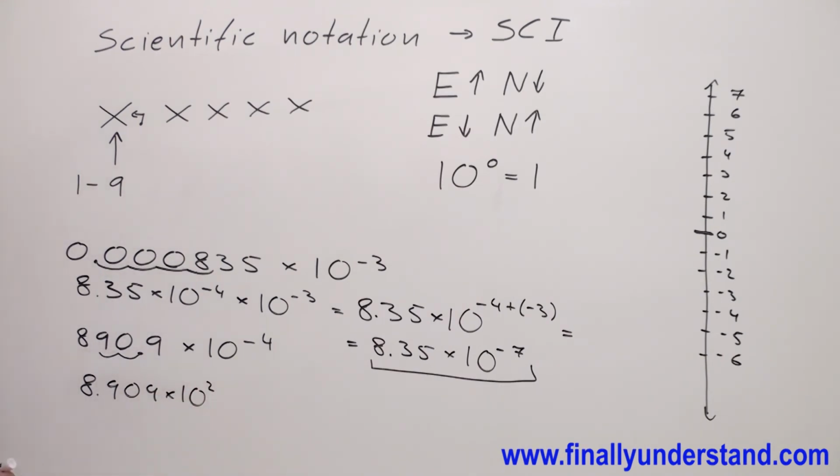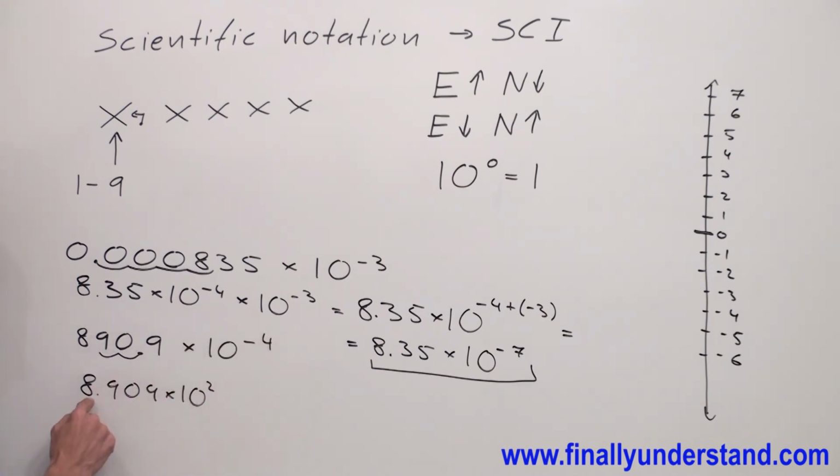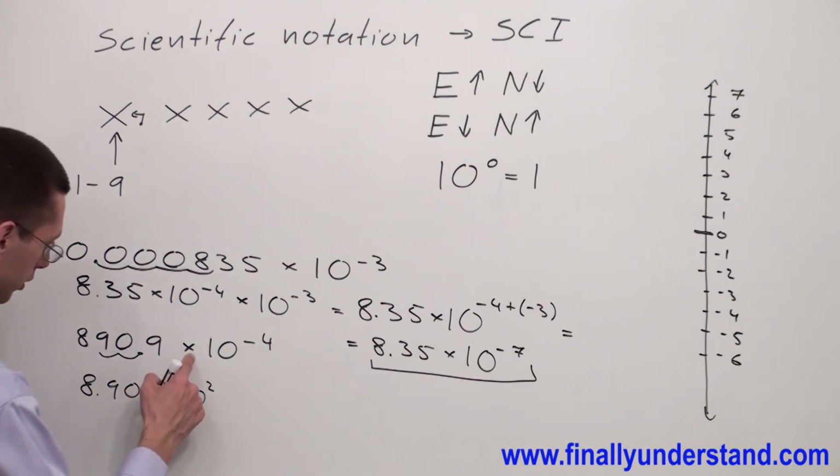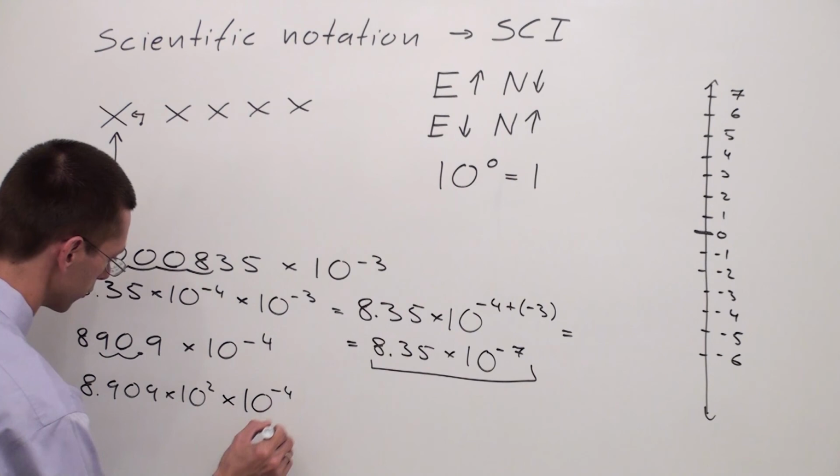At the very first moment I just ignore this multiplier, and simply assume that this is multiplied by 10 to 0. Forget about this thing. So I'm going to have 8.909 times 10 to the second power. Now I have to copy my multiplier, times 10 to negative 4.